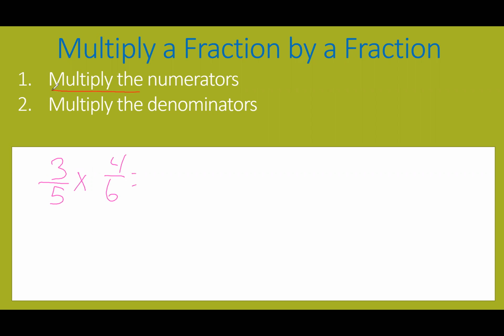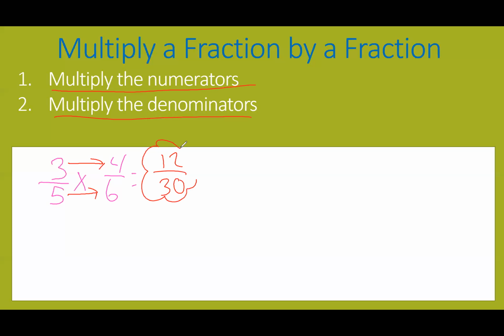So first, we multiply the numerators. Numerator times numerator. 3 times 4 is 12. And then we multiply the denominators. 5 times 6 is 30. And that is your answer.